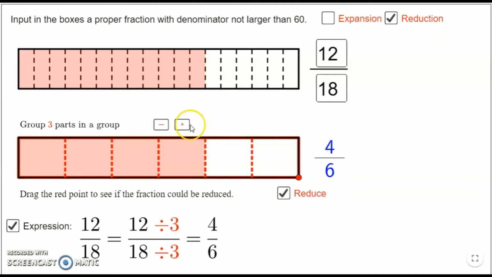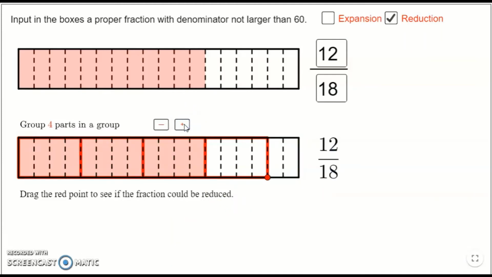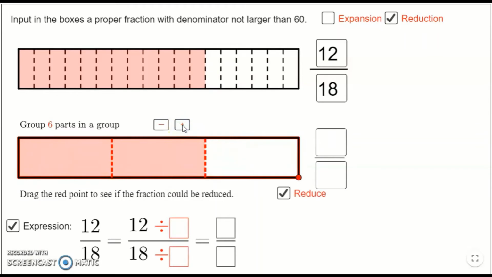But maybe I can do even better. How about 4ths? Well, here we can see if we're grouping them into 4, we can get the 12 grouped into 4, but not the 18. 18 is not divisible by 4. But we won't stop here. Let's try groups of 5. No, that's not very useful for either, but groups of 6. And here we're doing very well indeed.